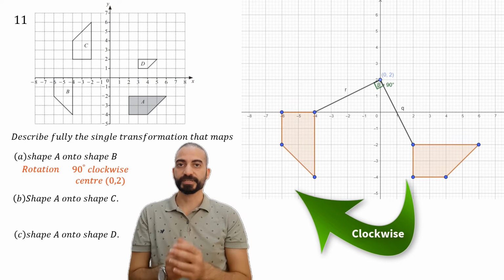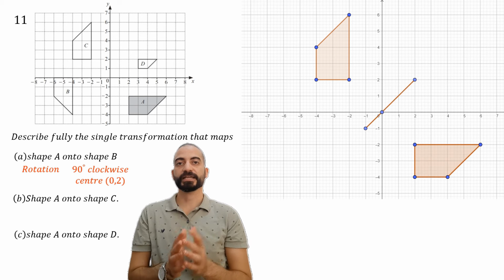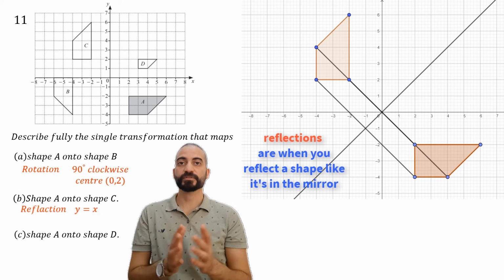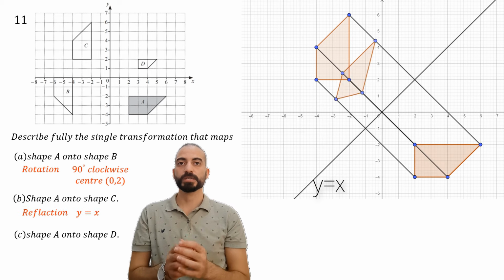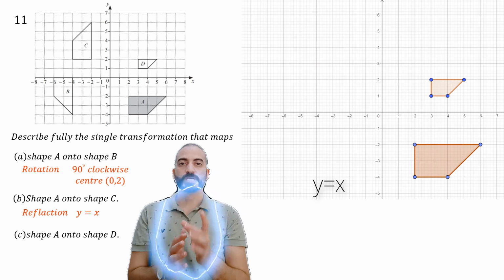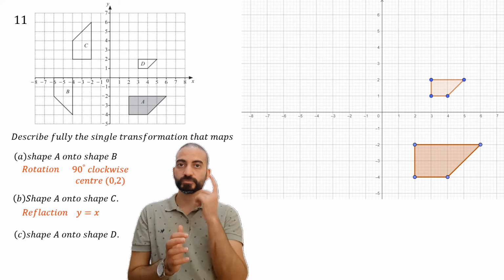We now come to part B, shape A onto shape C. There is reflection, as we see, and the axis of reflection is y equals x. We now come to part C, shape A onto shape D. As long as there is a change in size, enlargement must come to mind.